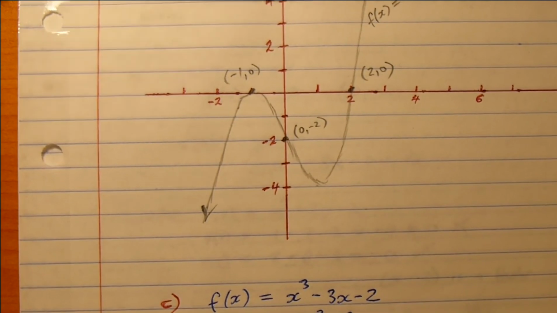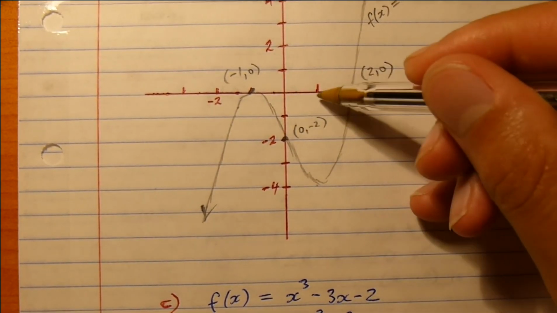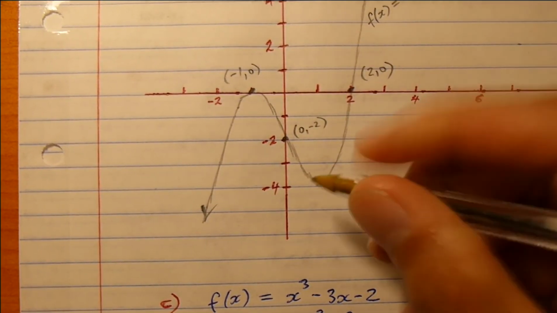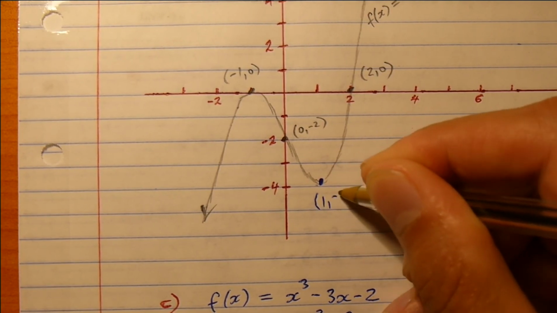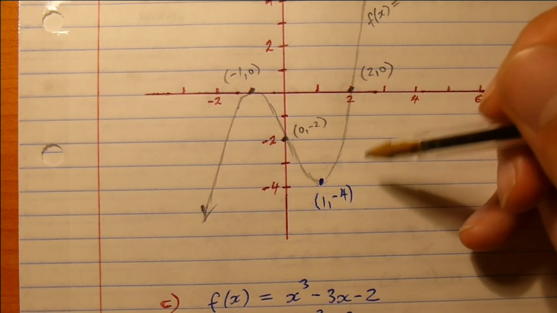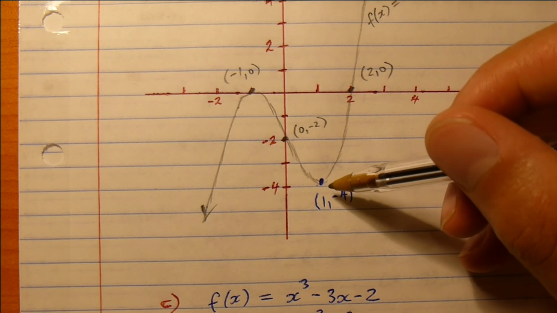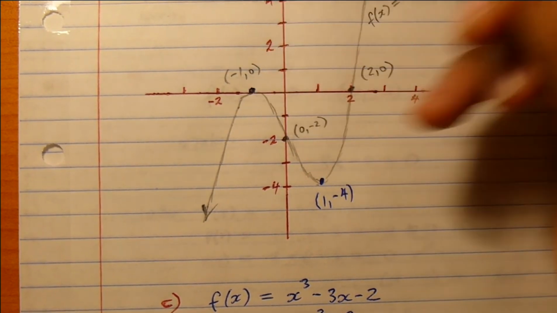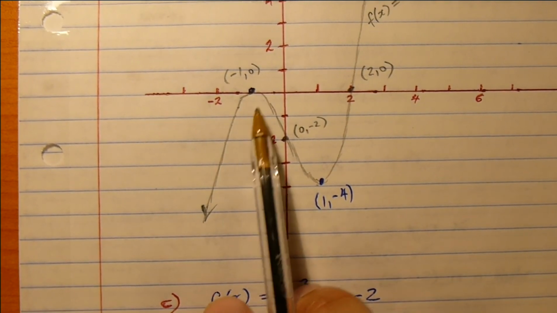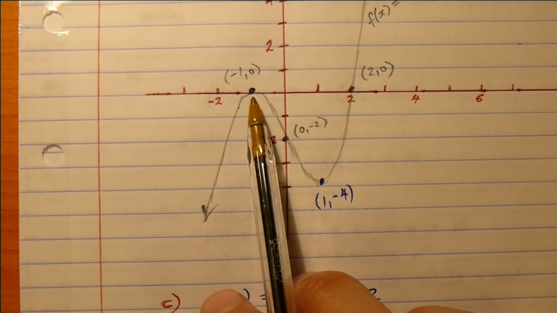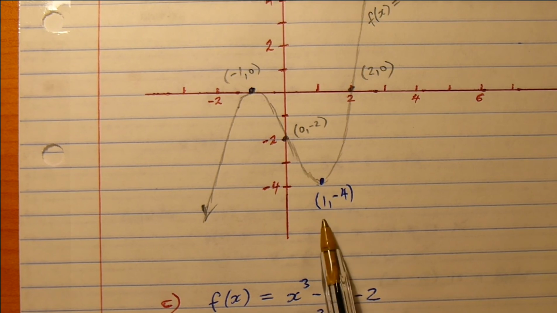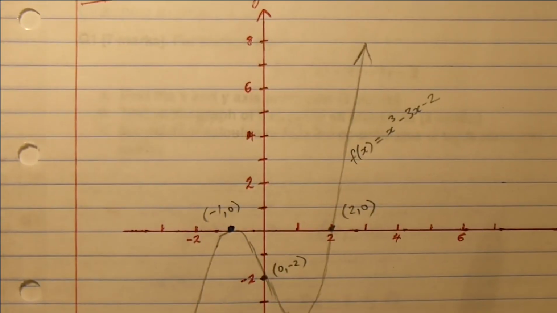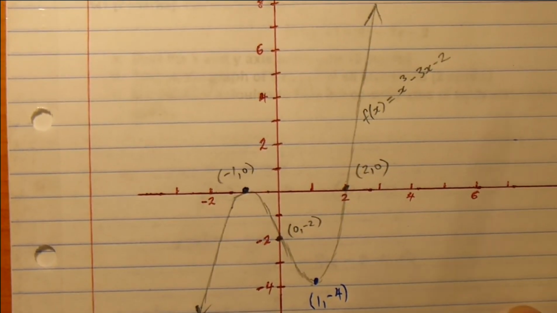So I'm just going to come back to my graph here, and I did actually know that point before, guys, so I did cheat a little to make the graph look nice. So 1, negative 4 down here, and a local maximum here, negative 1, 0, local minimum 1, negative 4, and the complete cubic graph.